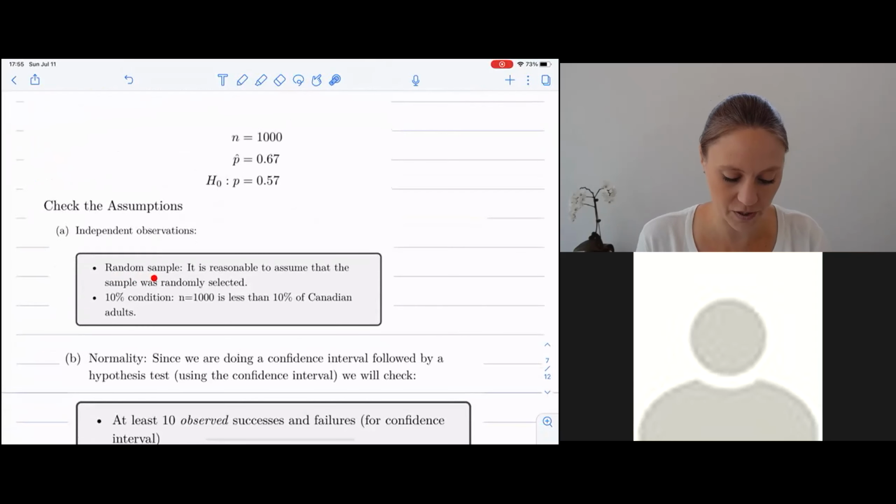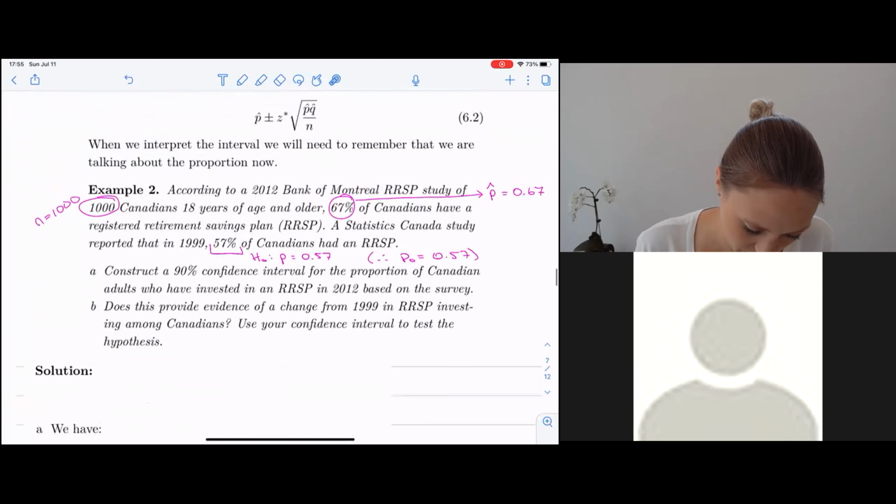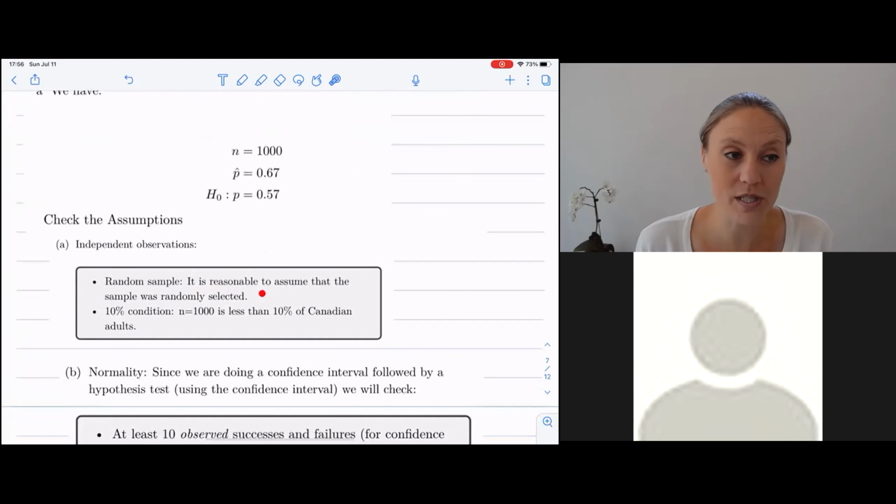So first thing we have to do is make sure that we have independent observations, which is two-pronged, right? We have to have a random sample, so it's reasonable to assume that the sample was randomly selected. When I read the question, it doesn't say; it just says, according to a 2012 Bank of Montreal RRSP study of 1,000 Canadians, so it never actually said that they were randomly selected, but we are going to assume that they were, right? So we have to say that. It is reasonable to assume, and that's kind of my go-to. It's reasonable to assume that the sample was randomly selected. It is, but we have to say it.